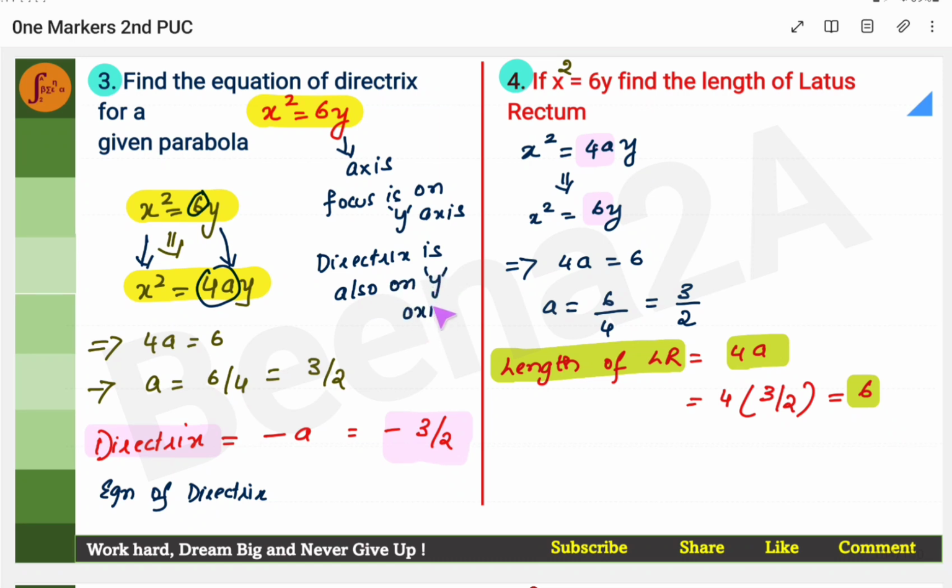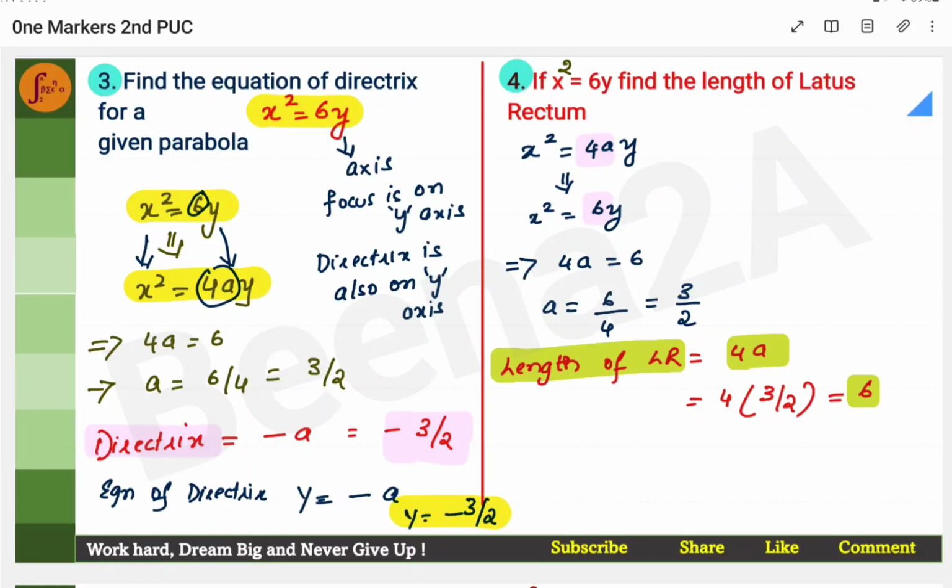Remember, right? Now, the equation would be y is equal to minus a, which is nothing but y is equal to minus 3 by 2. This is the equation of directrix. If they ask just the directrix, then you can put minus 3 by 2. If they ask the equation of directrix, then you have to put y is equal to minus 3 by 2. You have to put y.